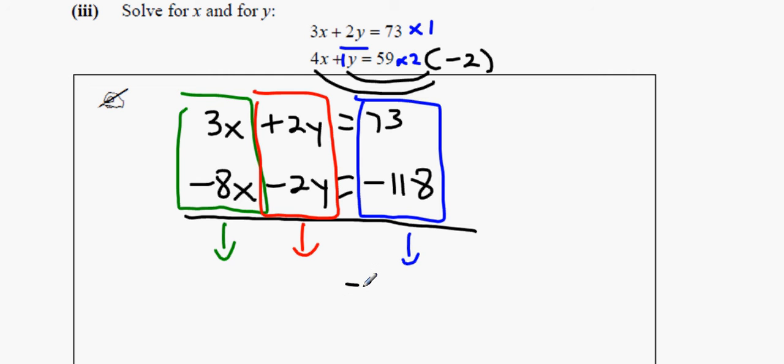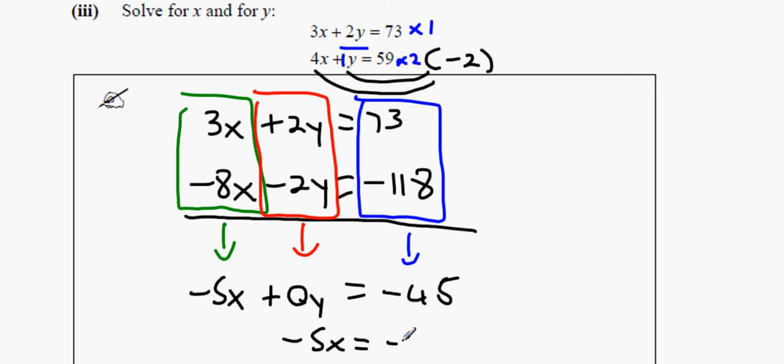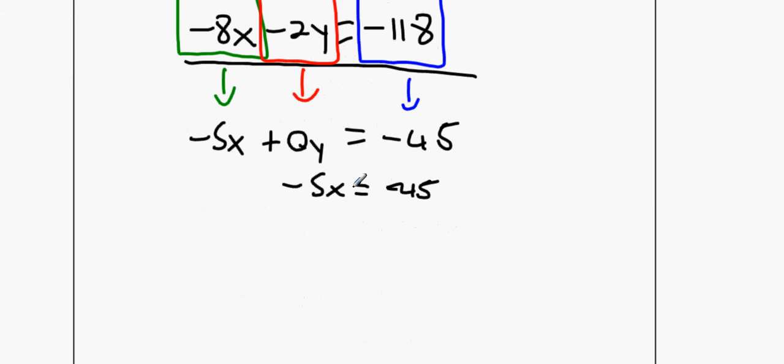So what's going to happen is the green box is going to turn up as minus 5x, the red box is going to be 0y, and the blue box is going to be minus 45. We need to take away 118 minus 73, and what we're going to be left with is minus 5x equals minus 45. Okay, so we want to get x on its own. What's stopping x being on its own is minus 5. It's multiplied by minus 5 on the left side of the equals, which means when you bring it over to the other side, it's going to be divided by minus 5. Okay, so x equals 9.